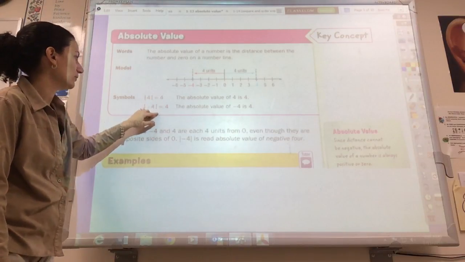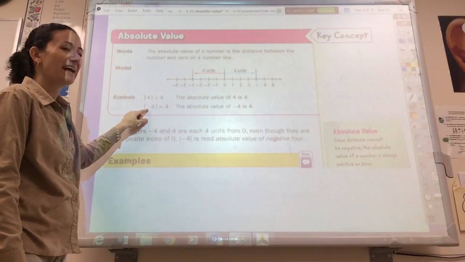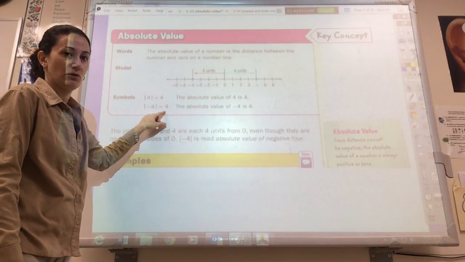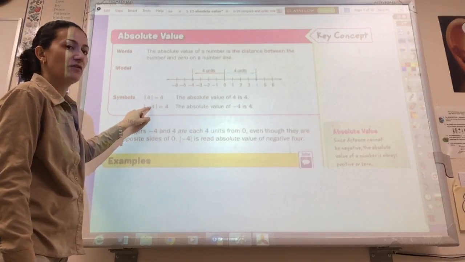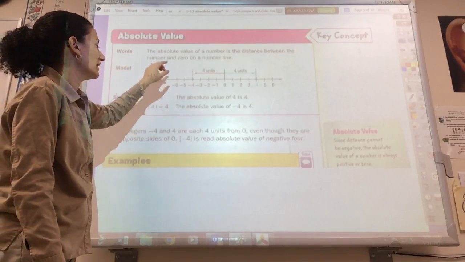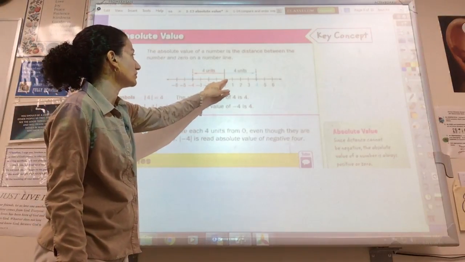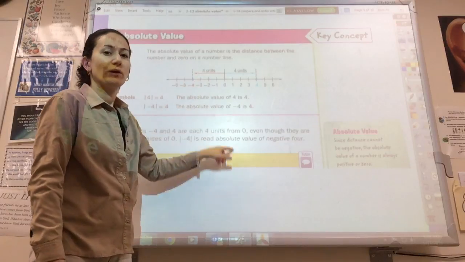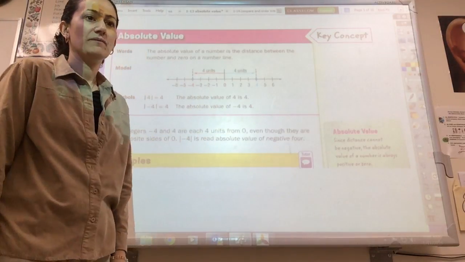Look at this example. Make sure you write these down. The absolute value of negative 4 is also 4. See, this is simply asking how far is negative 4 away from 0. We'll take a look at the number line. Negative 4 is 1, 2, 3, 4 spaces from 0. We don't use negatives for distance from 0.